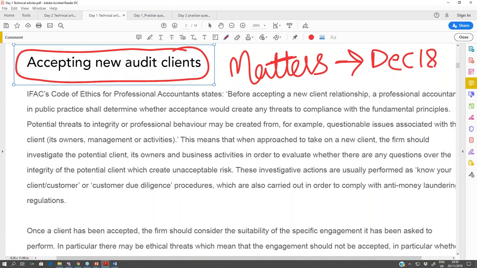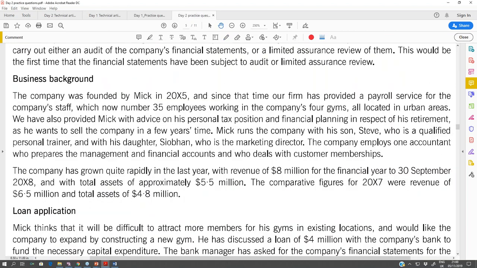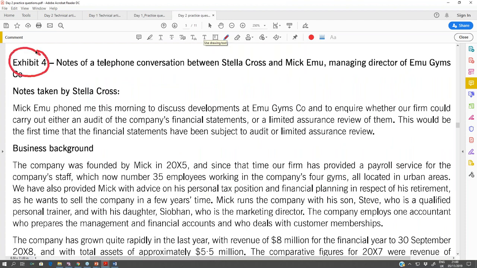You read this para and then you read exhibit 4, which is the exhibit 4 given in this December 18 paper. See, this is exhibit 4, right? In exhibit 4, you had a telephonic conversation with Stella and Mick, managing directors of Emu Gym. And Emu Gym wants you to become their auditor. So you need to read the conversation you had with Stella and Mick, and you need to identify what sort of matters you should consider when you are accepting the engagement for Emu Gym.